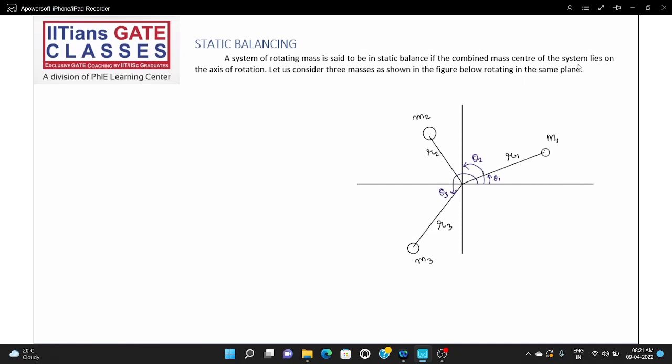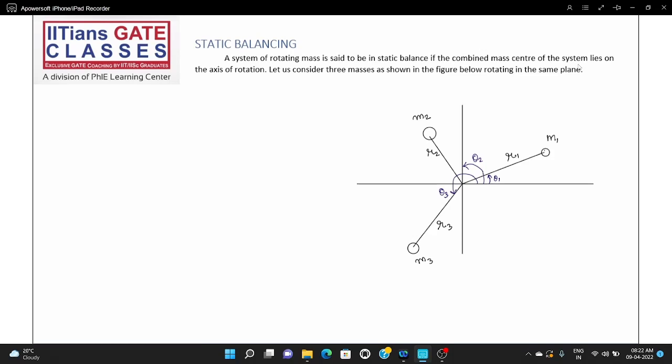The first is static balancing. A system of rotating masses is said to be in static balance if the combined mass center of the system lies on the axis of rotation. This is what we have already talked about. If you see here, there are three masses M1, M2, M3. If the combined center of mass lies on the axis of rotation, there will be simply no problem with respect to balancing. You can say the system of masses is in static balance. In that case, the summation of force will be equal to 0.